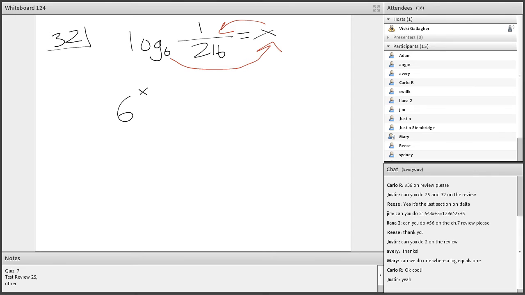6 to the power of x equals 1 over 216. And again, when you do the wheel, the log will go away. So the wheel gets rid of the word log.